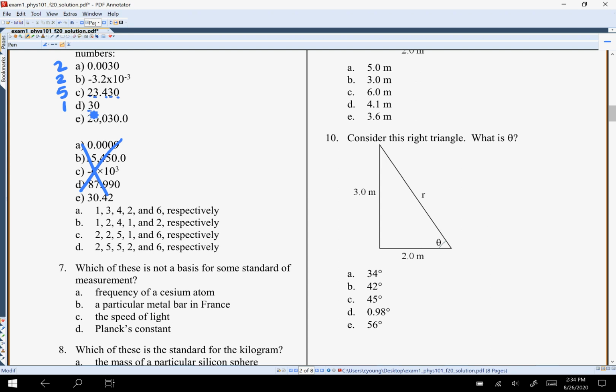This only has 1 sig fig, the 3, and then this has 6. All of them are significant. So 2, 2, 5, 1, and 6. So C is the right answer for number 6.